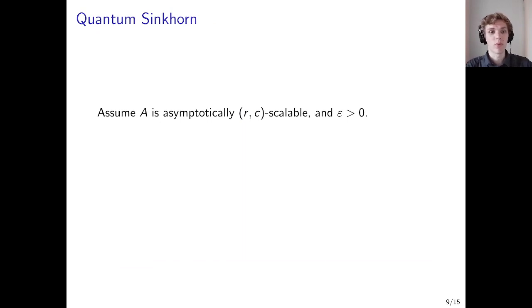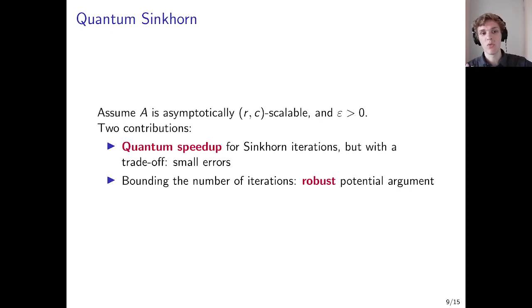Now, let's get to the meat of quantum Sinkhorn. What's quantum about it, and how do we make it? So I want to assume that A is asymptotically RC scalable, and we're given some precision epsilon larger than zero. Then the quantum Sinkhorn part consists of basically two contributions. First we show that you can get a quantum speedup for implementing the iterations themselves. However, this comes with a cost, namely that we make small errors which are relatively large compared to the ones you would make with a classical algorithm. And then to counterbalance this, we have to bound the number of iterations in a new way by giving a robust version of the potential argument that one would use for a classical algorithm.